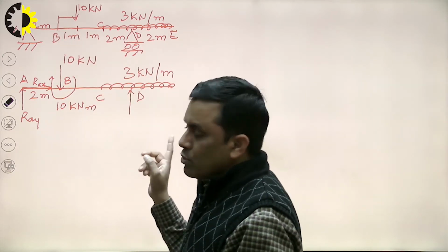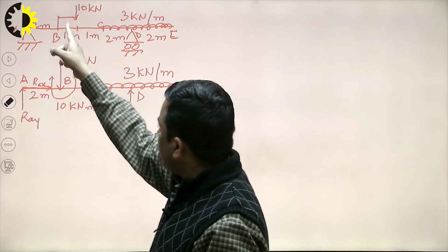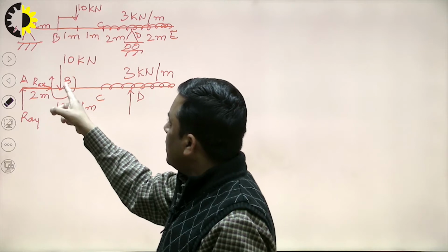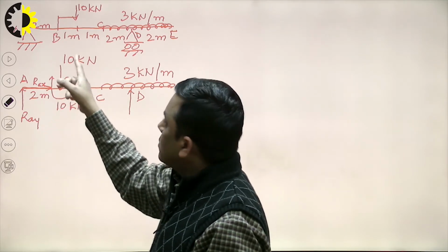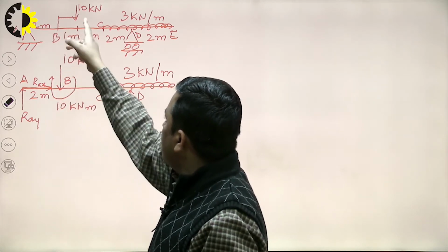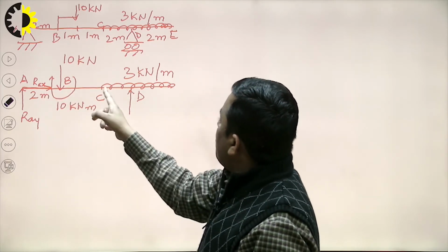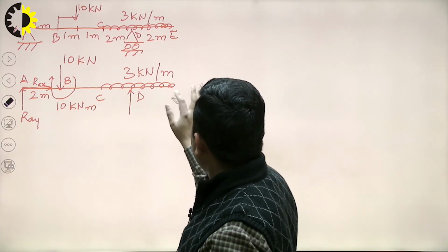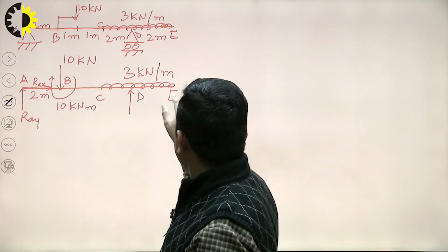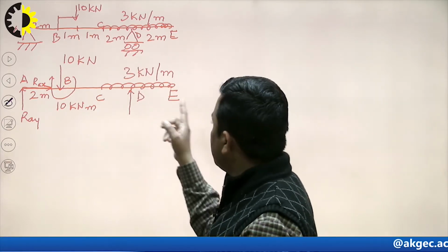Whenever a force is shifted to a parallel position, it is replaced by two things: a force of the same magnitude, so obviously 10 kilonewton at point B, and a couple. Of which magnitude? The force into the length of the bracket, so here 10 into 1, which is 10 kilonewton meter. This will be the bracket. From point C to E, let me write this also, the distance is 2 meters each, and it is a UDL.